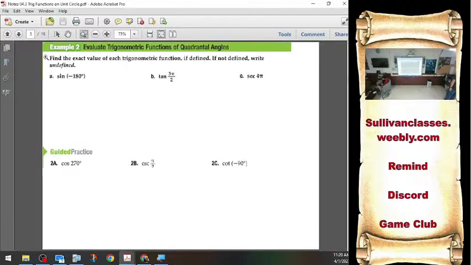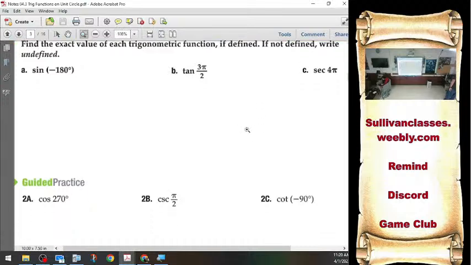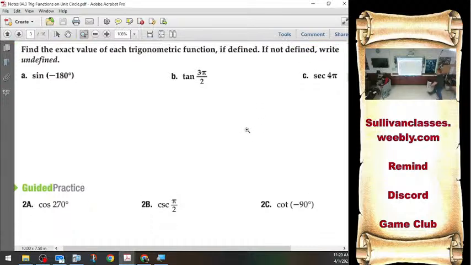Okay, then they talk about the quadrantal angles. See, these ones, it's going to be a little bit harder to find what they are because they're in weird places. See, if I ask for the sine of negative 180, I got to remember that at negative 180, what's my coordinate? Back to that first slide.